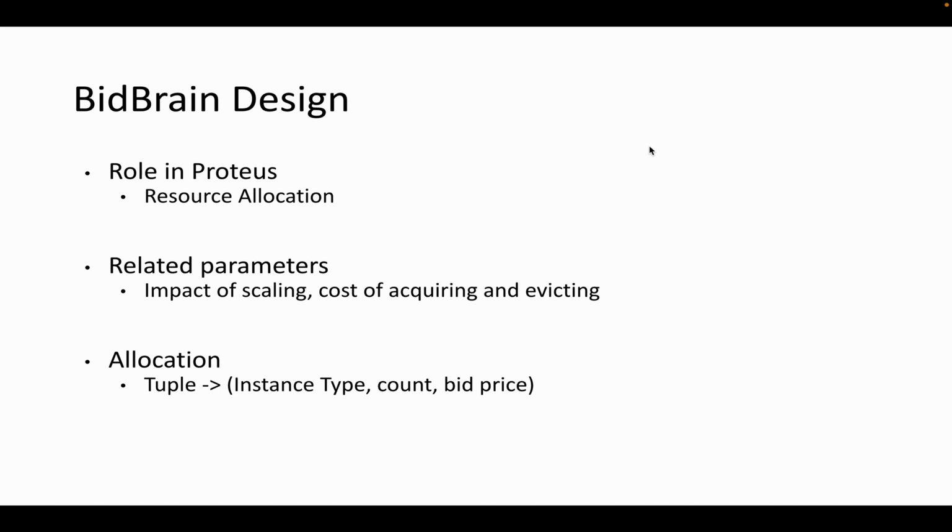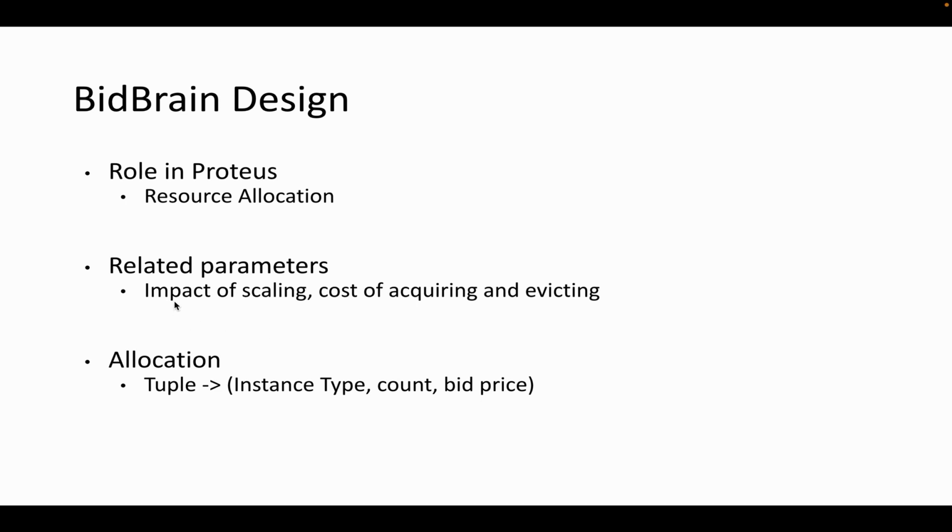Proteus is basically BidBrain, which works in the area of resource allocation. It provides AgileML the resources that it needs, and it decides which resources to use and which to evict, to make the whole parallel algorithm cost efficient. BidBrain decides based on some parameters. One is the impact of scaling: if we increase the resources by x amount, what will be the performance increase.